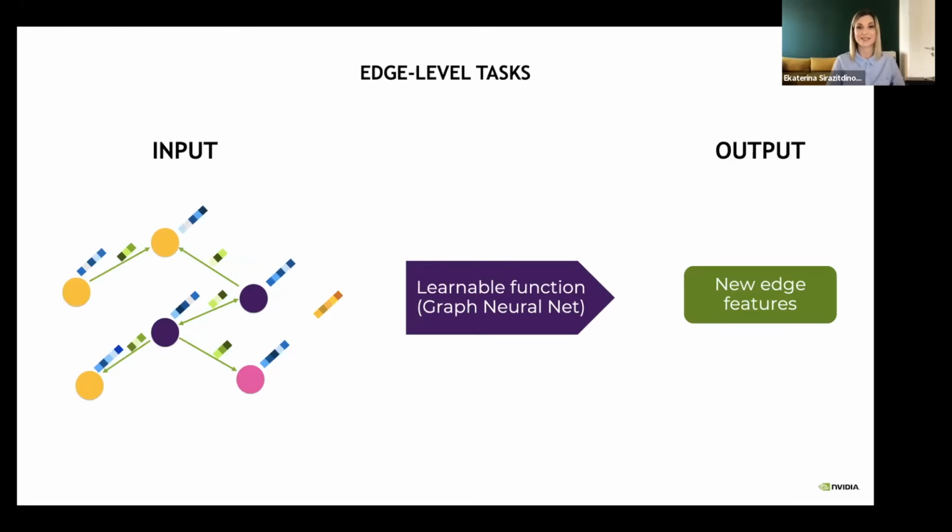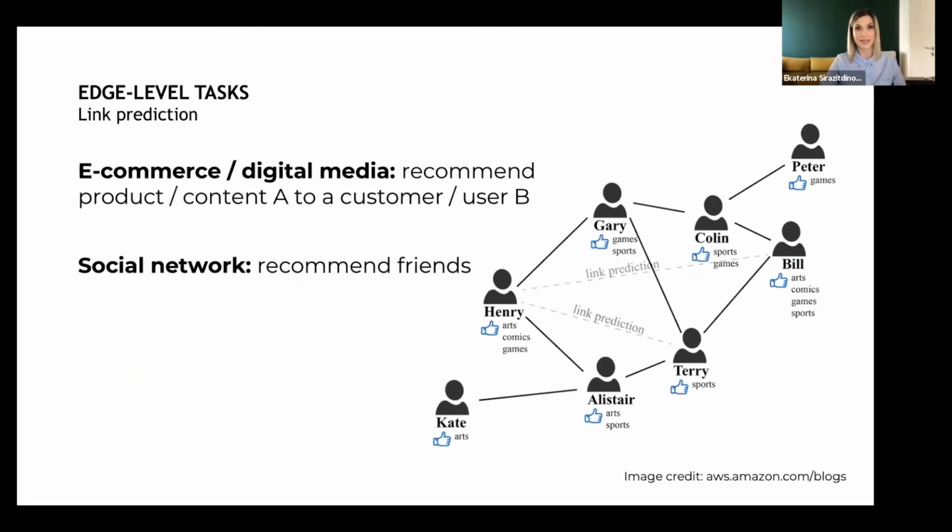Another task based on the output is to predict new edge features, and by edge features, we understand these colored in green. So let's see what kind of edge prediction tasks we can have. The first example is link prediction. You all may know this feature of social networks where we can recommend a new friend, or the feature of e-commerce to recommend a product to buy. This is done by link prediction.